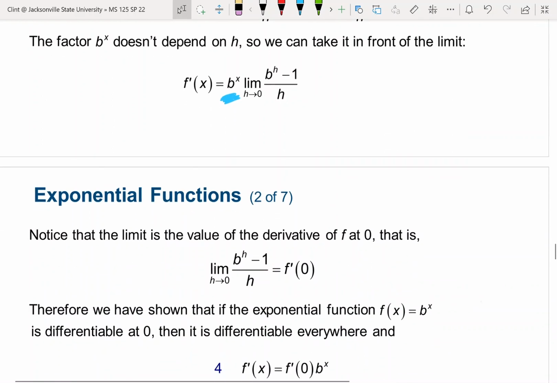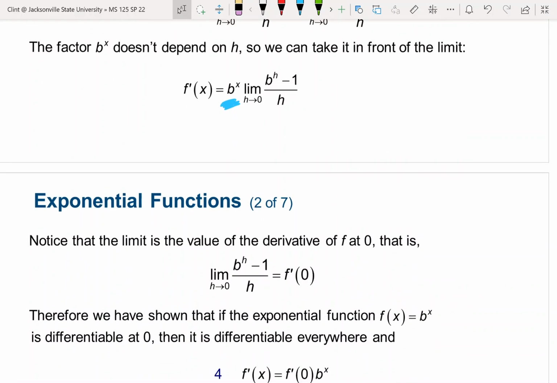So also, remember that, let's look at this. It says, notice that the limit is the value of the derivative of f at 0. Why is that true? Here, let's think about f prime at 0. That would mean we're going to plug in 0 for x in that limit definition. So let's back up.